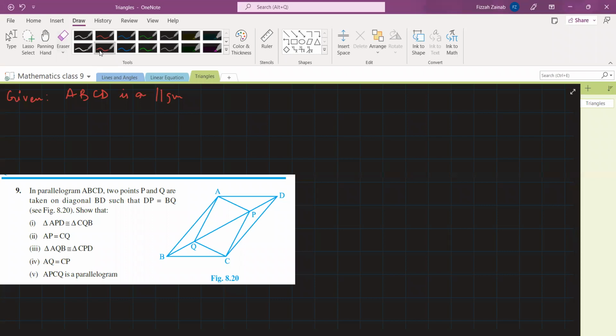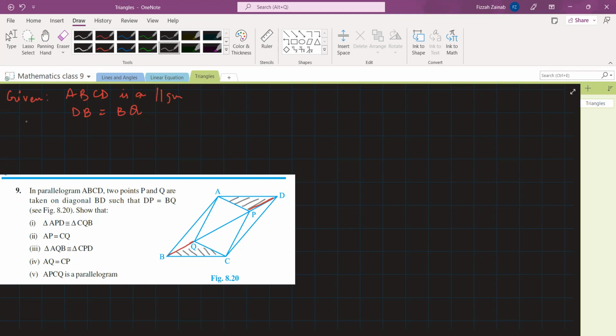ABCD is a parallelogram, right? Two points P and Q are taken on the diagonal BD of ABCD such that DP is equal to BQ. So that means this much part DP is equal to this BQ. Understand? So DP is equal to BQ, given. Show that triangle APD, now where is APD? This is APD. Clear? Is congruent to triangle CQB.